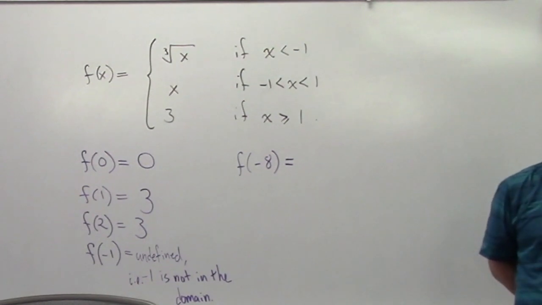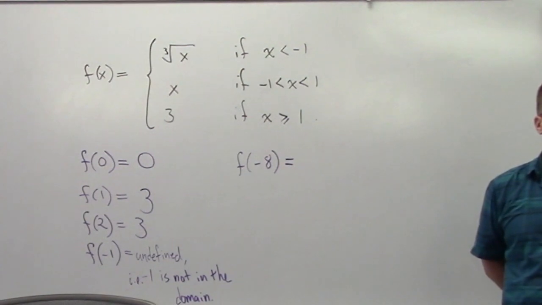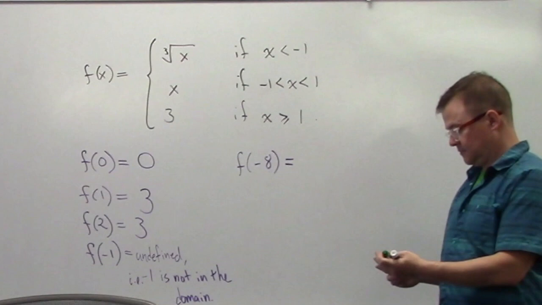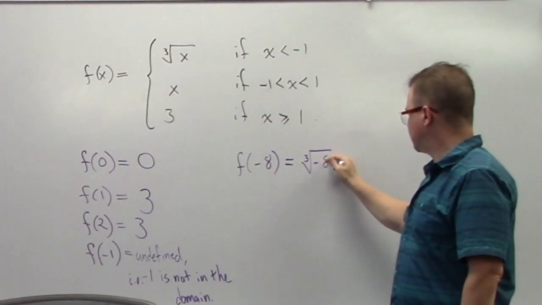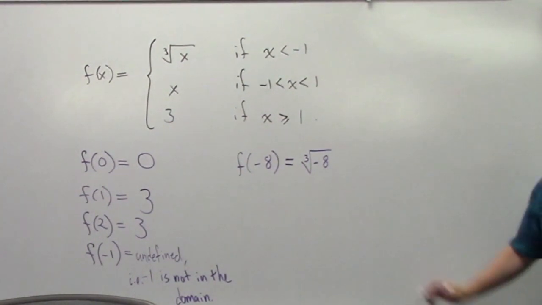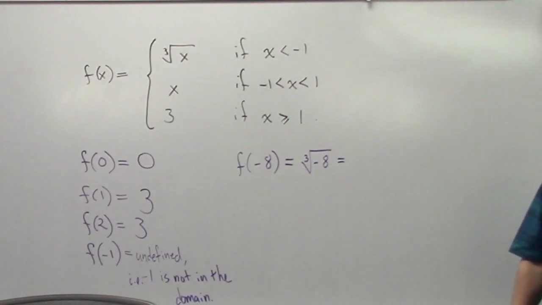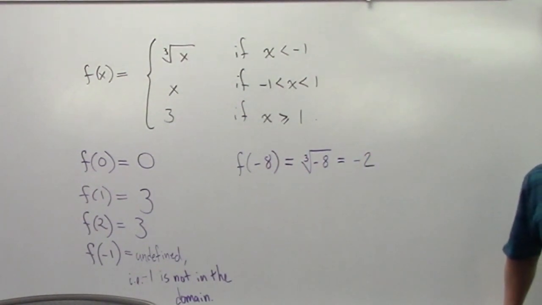First one? Yeah. -8 is in fact less than -1. Therefore, I'm going to follow the first set of instructions. Since -2 times -2 times -2 is -8, then that too is a point on the graph. That's what the -8 maps to.